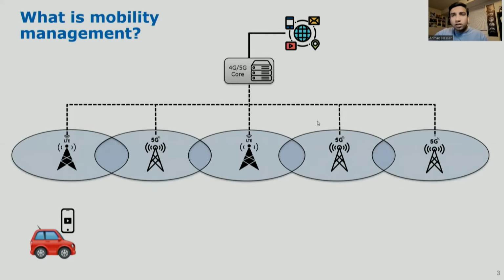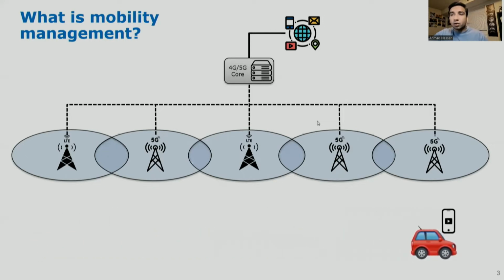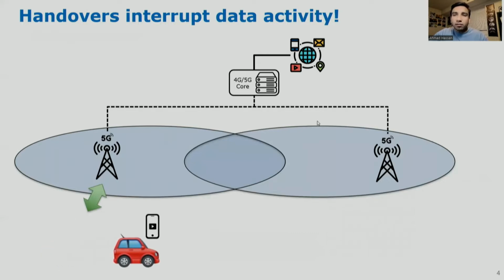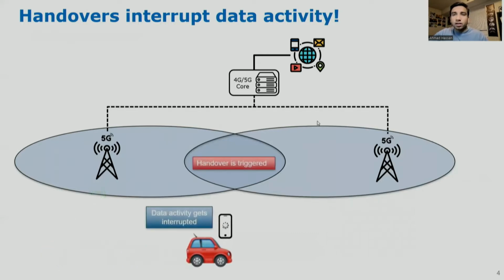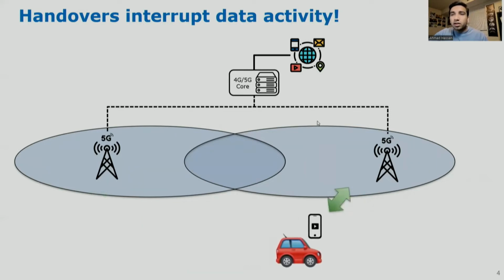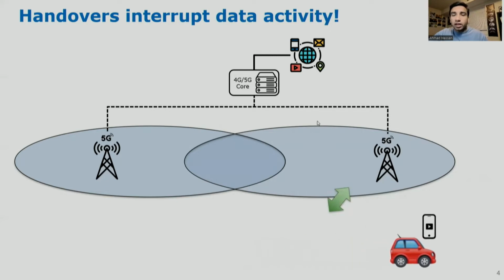So, we know that cellular carriers use an umbrella of radio cell towers to dispense their services. And to support user mobility, the carriers use several mobility management procedures, such as handovers. So as a user moves from one place to another, their mobile device undergoes a handover that transfers the state of the mobile device from a source cell tower to a target cell tower. But the network activity gets interrupted while the handover is being executed.